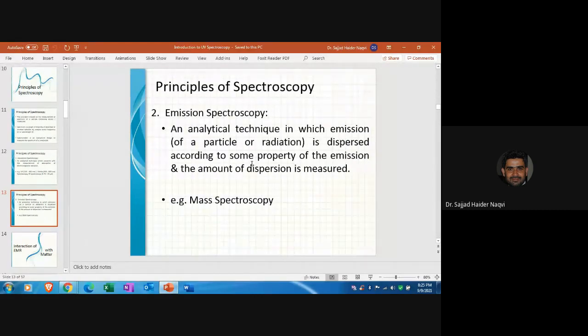When it comes to emission spectroscopy, it's the same thing. It's an analytical technique where you measure the emission of radiation by a particle, and this is also used to find out the unknown. The most common example of this kind of spectroscopy is mass spectroscopy, which you all have heard of, right?